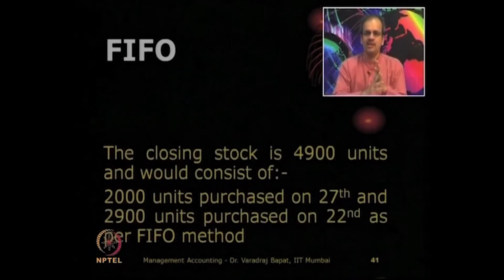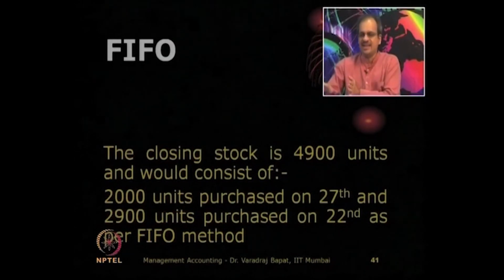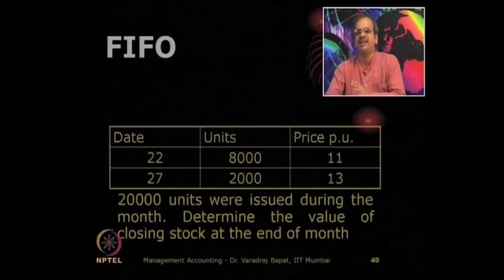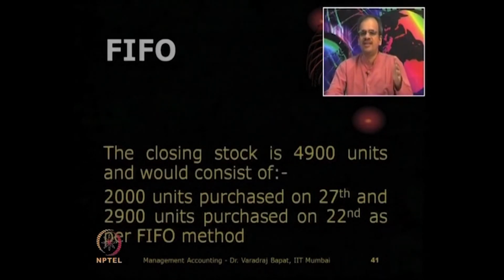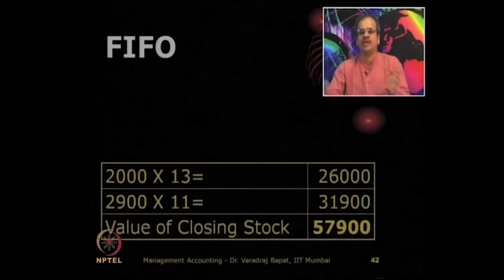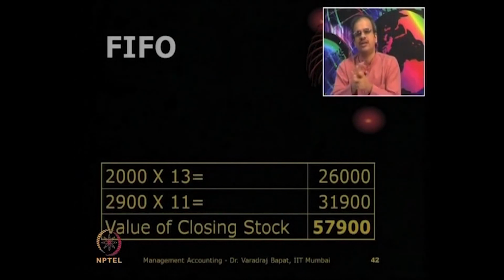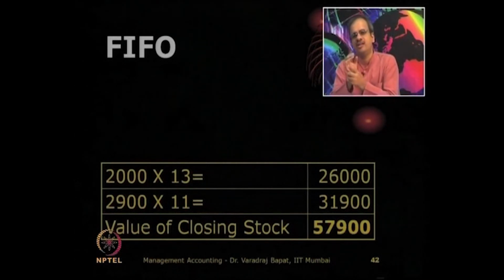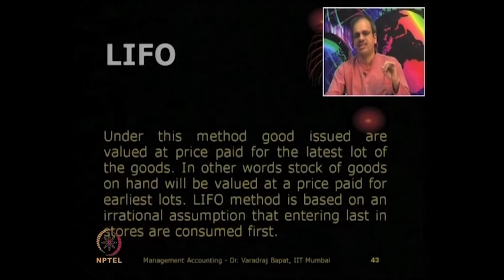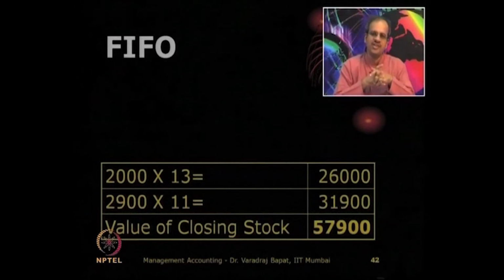So, you are clear? I know that I have 4,900 units. First, the last item, that is 2,000 units at rupees 13, and then the remaining 2,900 units at rupees 11. Valuation you can see here: 2,000 into 13, so 26,000, and 2,900 into 11, so 31,900. So, the value of closing stock is 57,900. So, this is about the first method, first in first out.